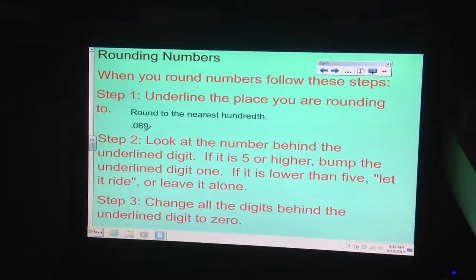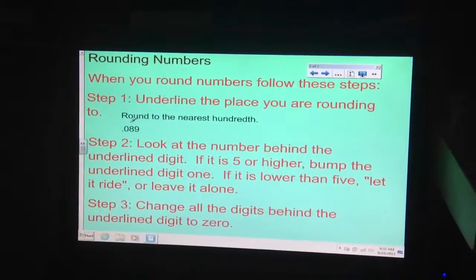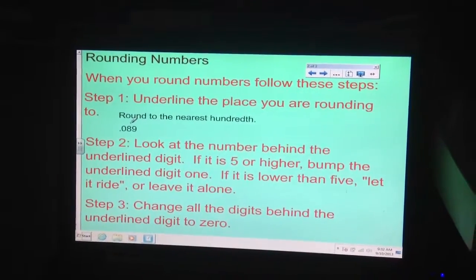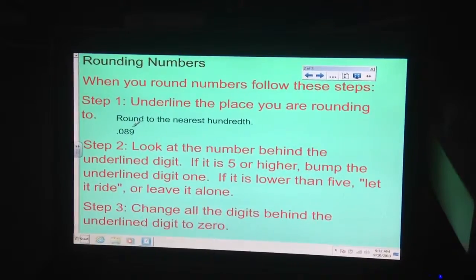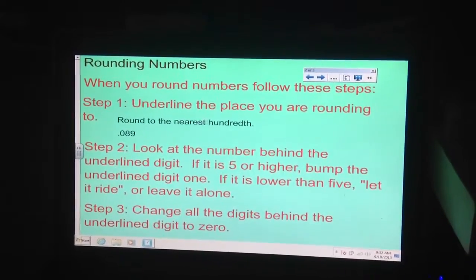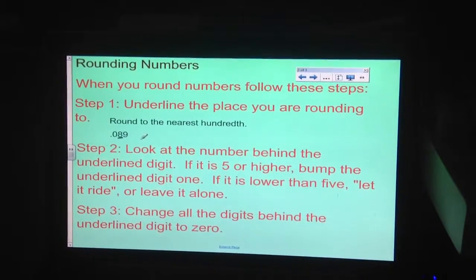I need to find the hundredth place. I know that the 0 is in the tenths place, the 8 is in the hundredths place, and the 9 is in the thousandths place. So because it says round to the nearest hundredth, I will underline that place.